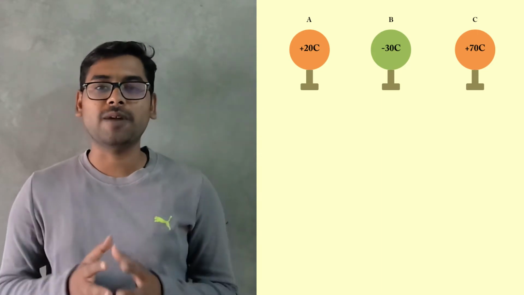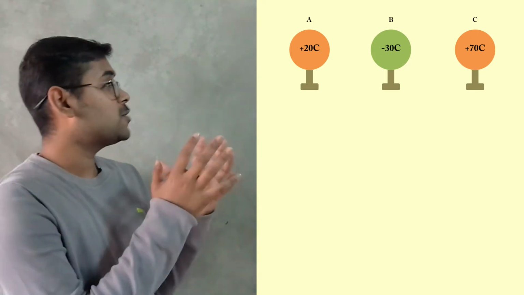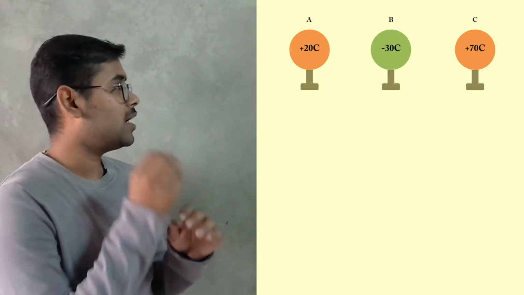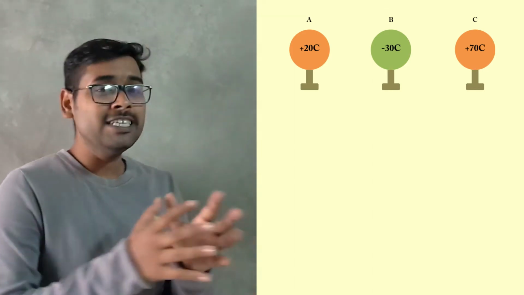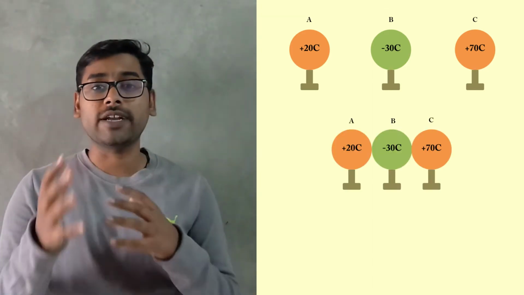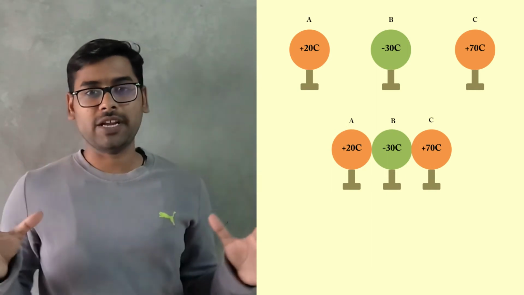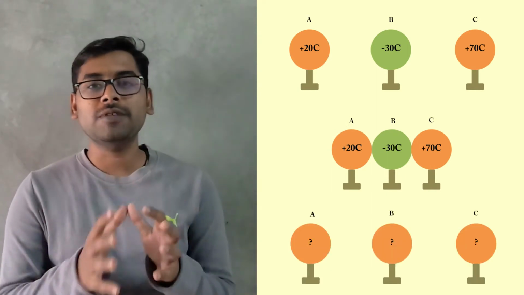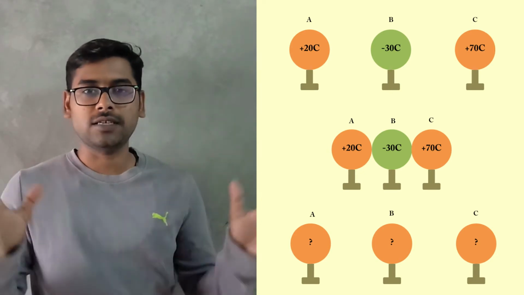Guys, here in this question we have 3 identical charged metal spheres carrying charges plus 20 coulomb, minus 30 coulomb and plus 70 coulomb. And these charged metal spheres are brought in contact with each other and then they are separated. We need to tell what will be the charge on each sphere when they are separated.